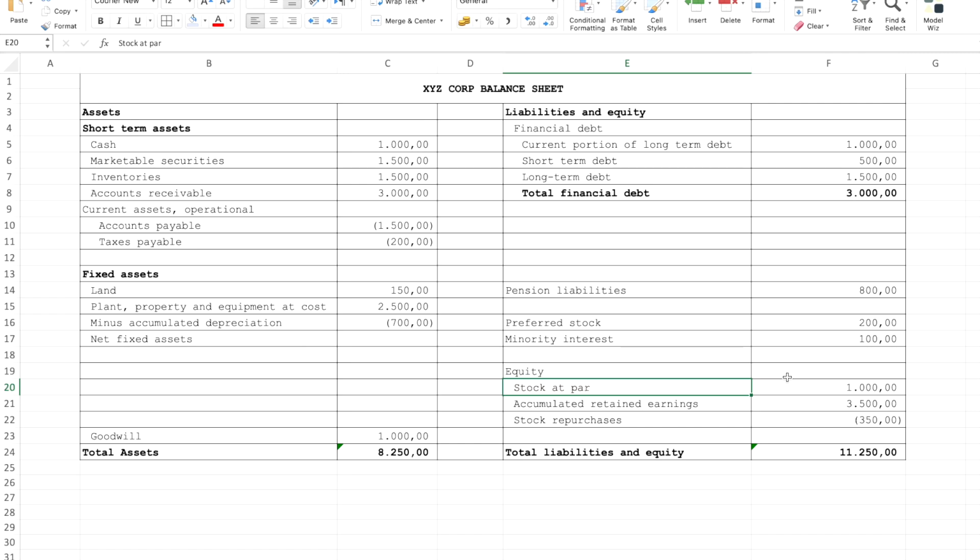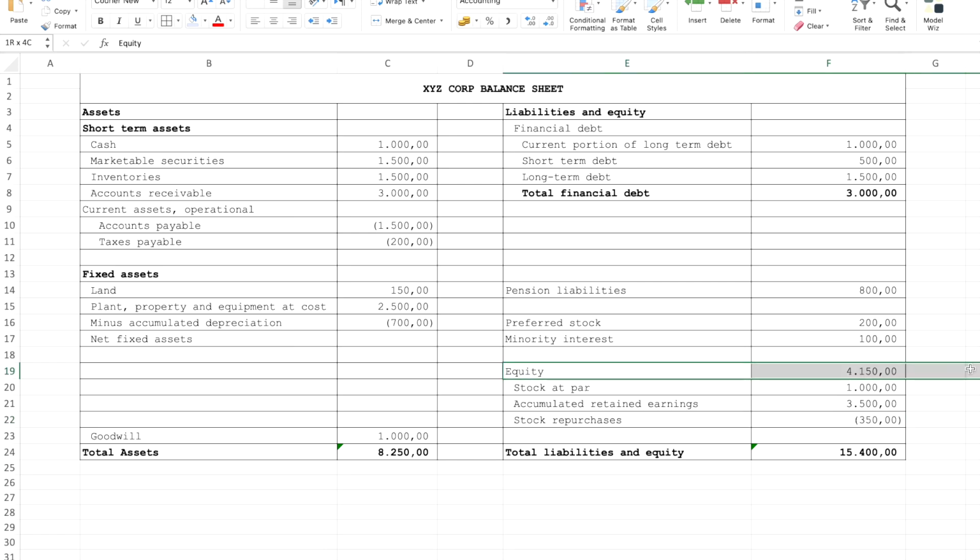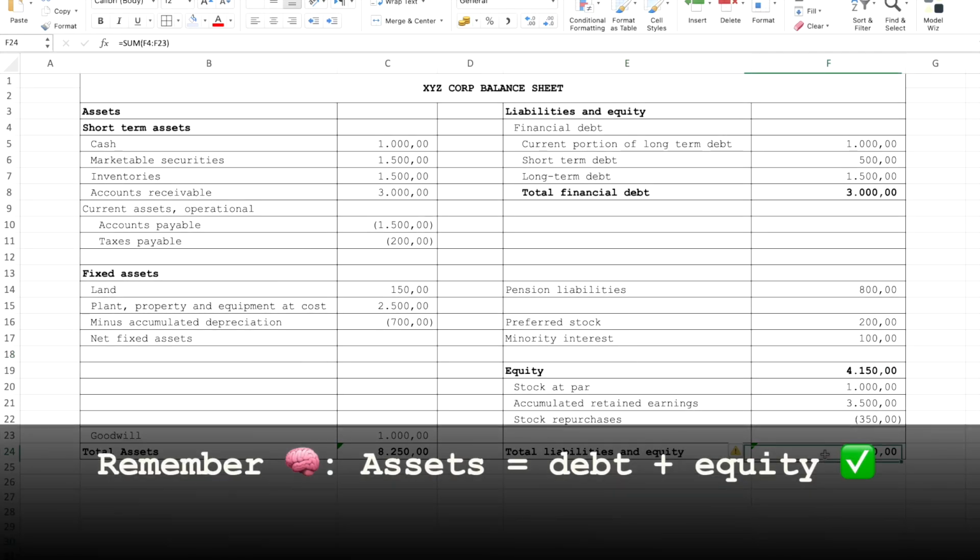Finally, let's fix out the equity. Remember, assets equal debt plus equity.